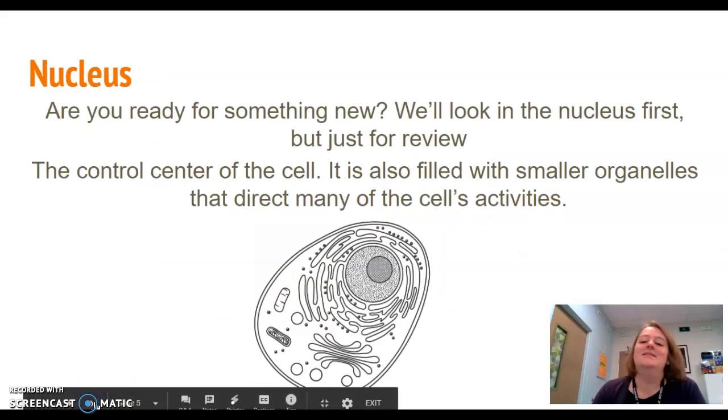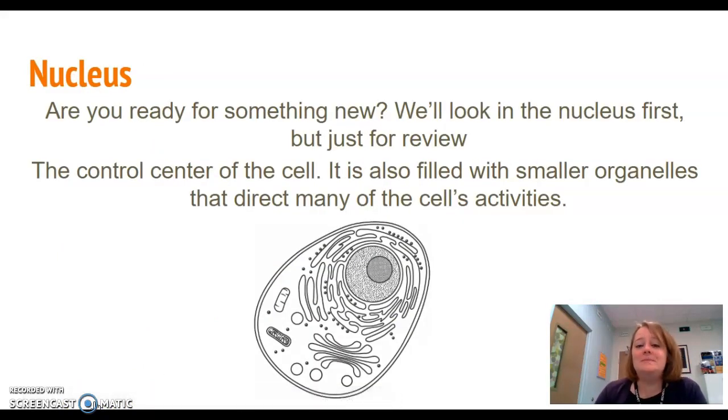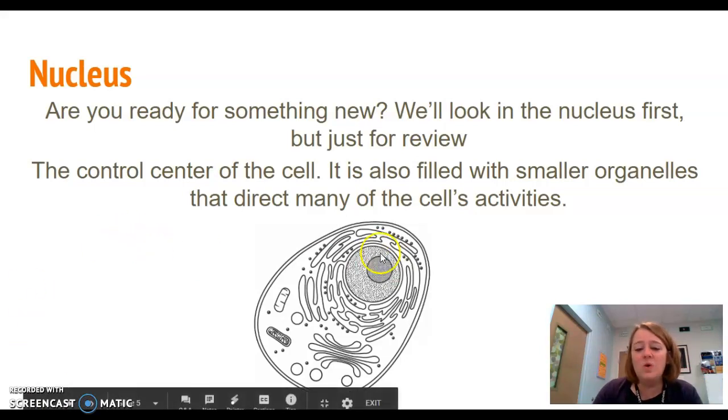Next, we have the nucleus. Now the nucleus is an organelle made up of a bunch of other organelles. It is like the brain of the cell. It's in control of everything. It contains all of the information and blueprints for what's going to be happening and the function of the cell. So the nucleus is super important. The nucleus is also super big.